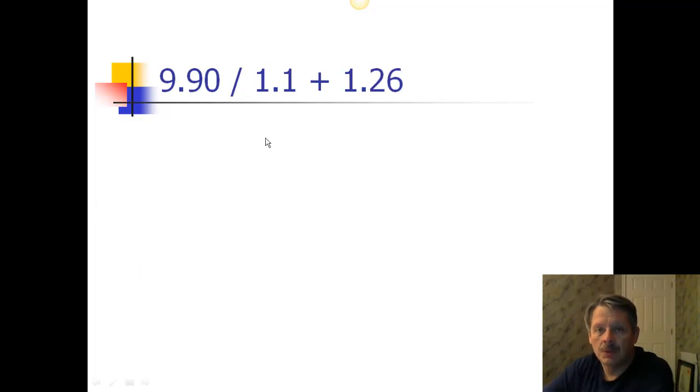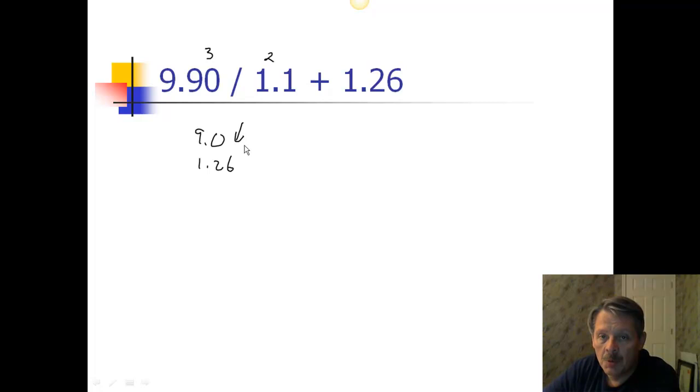Let's try this one. Here I have 3 sig figs, 2 sig figs, so I can only have 2 in my answer. 9.9 divided by 1.1 is 9.0. And 9.0 plus 1.26. Right, well, notice there's no number here, so I can't use it. So I actually do the math, so I can come up with 10.26. But this 6 is suspect because I made up a number here that didn't exist, and I'm not allowed to do that. So I have to round my number up to 10.3. That's my answer.